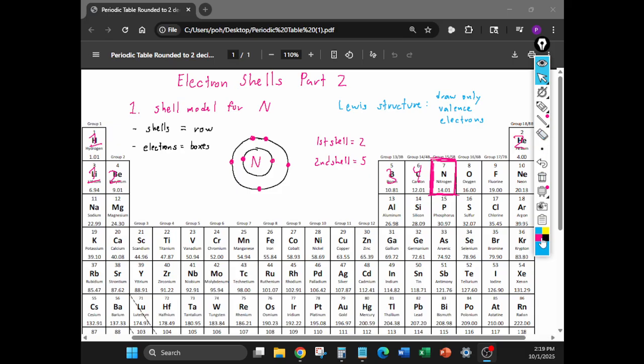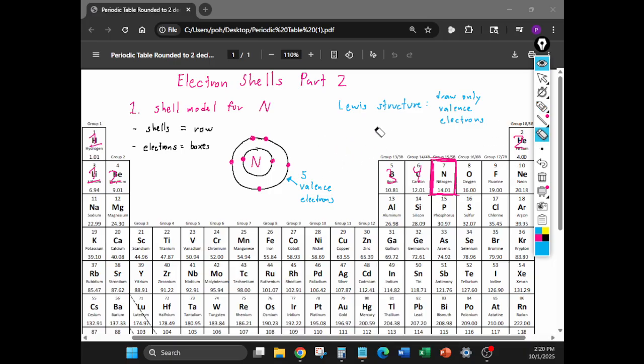So valence electrons are electrons that are on the outside shell. If you take a look at our shell model for nitrogen, you see how there are 2 shells, right? This outside shell right here is called the valence shell. And so valence electrons are electrons in the outside shell. So nitrogen is going to have 5 valence electrons. It's just however many are in the outside shell. That's what valence is.